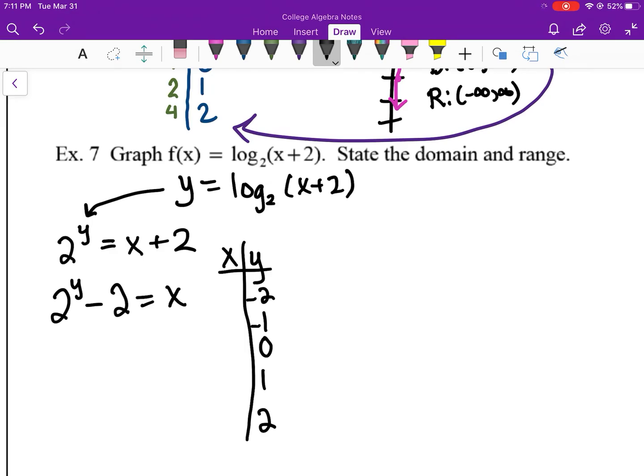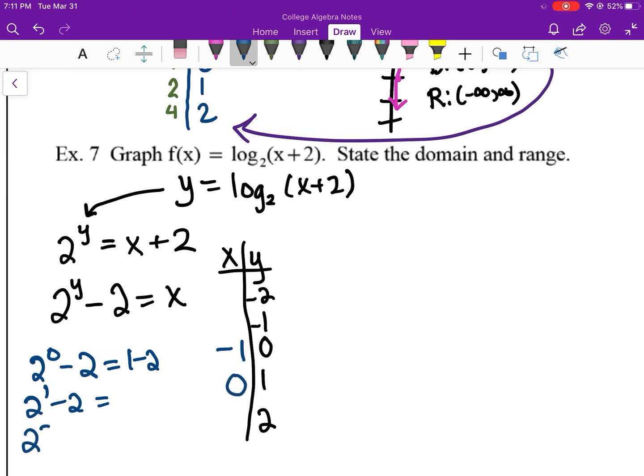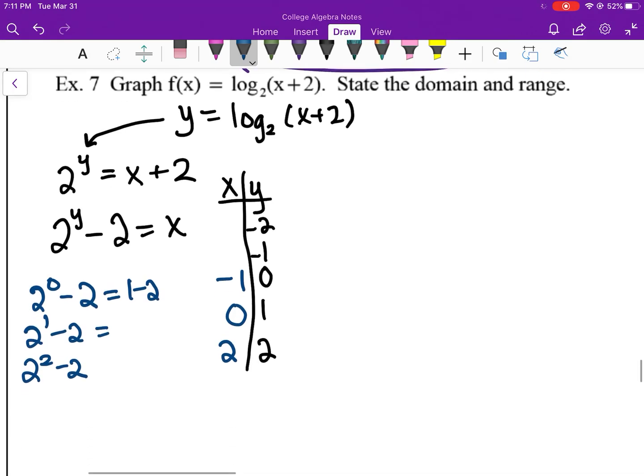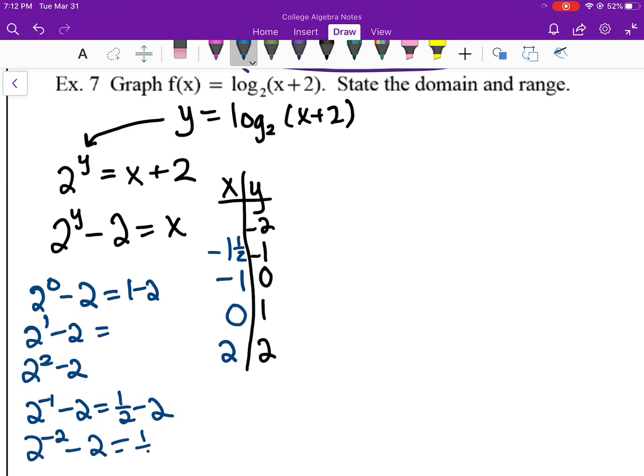When I plug in 0, I have 2 to the 0 minus 2. That's 1 minus 2, so that's negative 1. 2 to the first minus 2, that's going to be 0. 2 to the second minus 2, that'll be 2. 2 to the negative first minus 2. That's 1/2 minus 2, so negative 1 1/2. And then 2 to the negative second minus 2 is 1/4 minus 2. So that's negative 1 3/4.